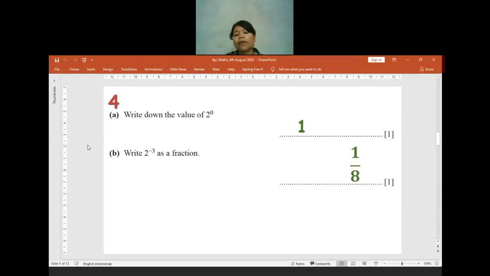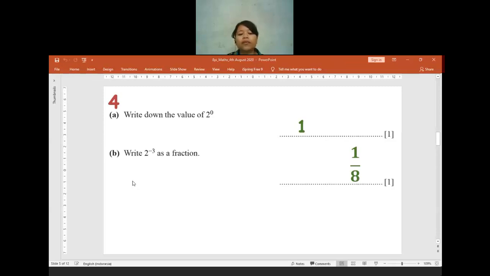Write down the value of 2 to the power 0. Remember, everything to the power of 0 is equal to 1, not 0. That's why for 2 to the power of 0, the answer is 1, not 0. Some of you wrote it as 0. The correct answer is 1. Everything to the power of 0 is 1.